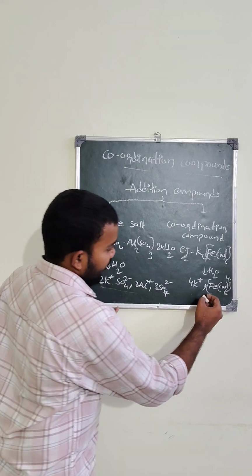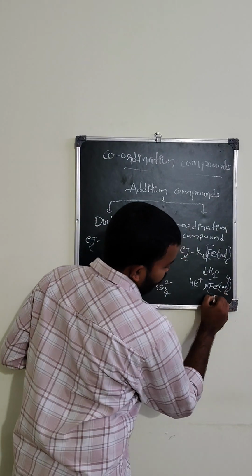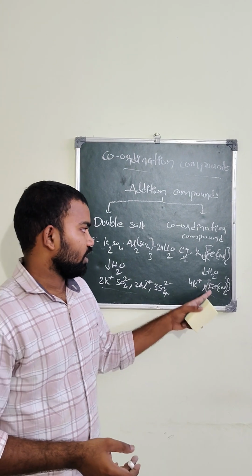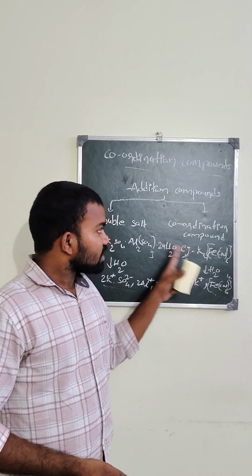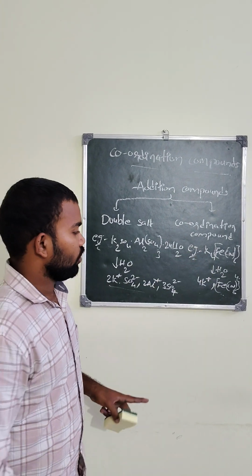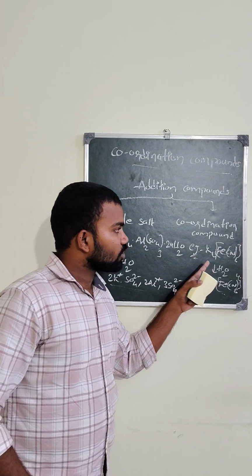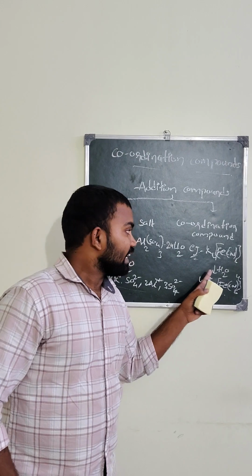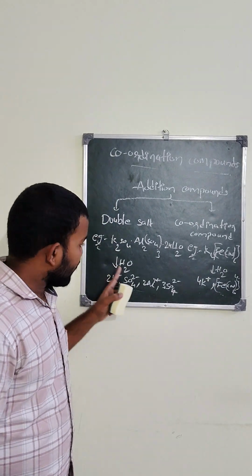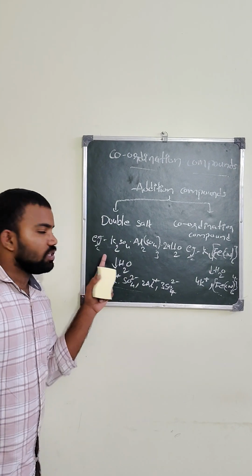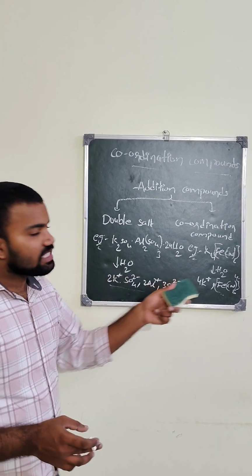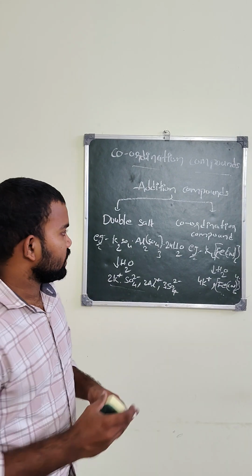Here, if I dissolve this coordination compound in water, we get 4K+ and [Fe(CN)6] 4-. It means this coordination compound does not undergo dissociation in water. So this is the difference between double salt and coordination compound. When we dissolve the coordination compound in water, it retains its properties and does not dissociate. But when we dissolve the double salt in water, it completely dissociates into ions.